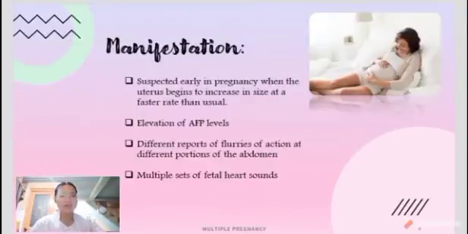Next, we have the manifestation, or the signs or symptoms, of conceiving multiple pregnancy. It is suspected in early pregnancy stages that multiple pregnancy has been conceived due to the fast increase in size of the uterus in comparison with normal pregnancy. Next would be the elevation of AFP levels, a different flurry of action in different portions of the abdomen instead of being located in only one common place on the abdomen. And then we have the multiple sets of fetal heart sounds.